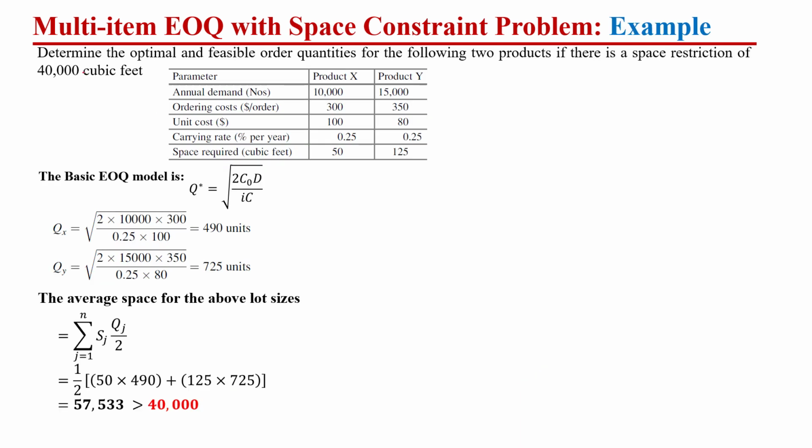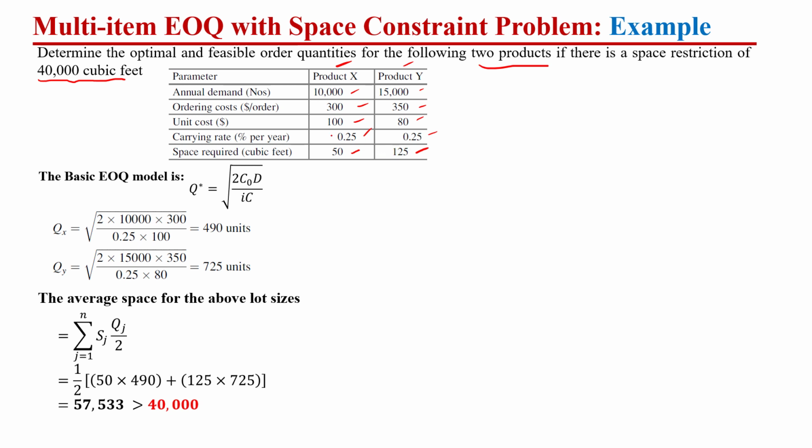Suppose that we are determining the optimum and feasible order quantity for two products. The products are X and Y, and the space restriction is that we have 40,000 cubic feet of space available. The annual demand is given, the ordering cost is given against every product, unit cost is given, carrying cost rate, which means the interest rate or the inventory carrying rate, is given. And the space required for every product is given.